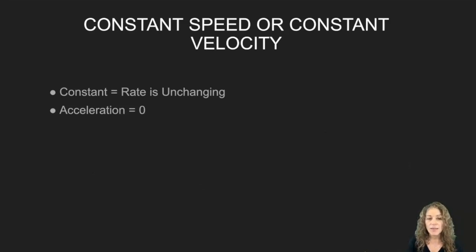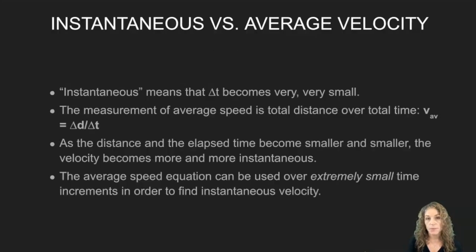When we talk about constant speed, acceleration is 0. You do not change your speed or velocity. When we talk about instantaneous versus average, an average velocity is your total distance divided by your total time. So that's the average, and it's not taking into account the little changes that happen from moment to moment. Instantaneous velocity is any smaller segment of that average velocity. So if my average velocity is taken over an hour, an instantaneous velocity might be how fast am I going in the first minute or in the 30th minute.